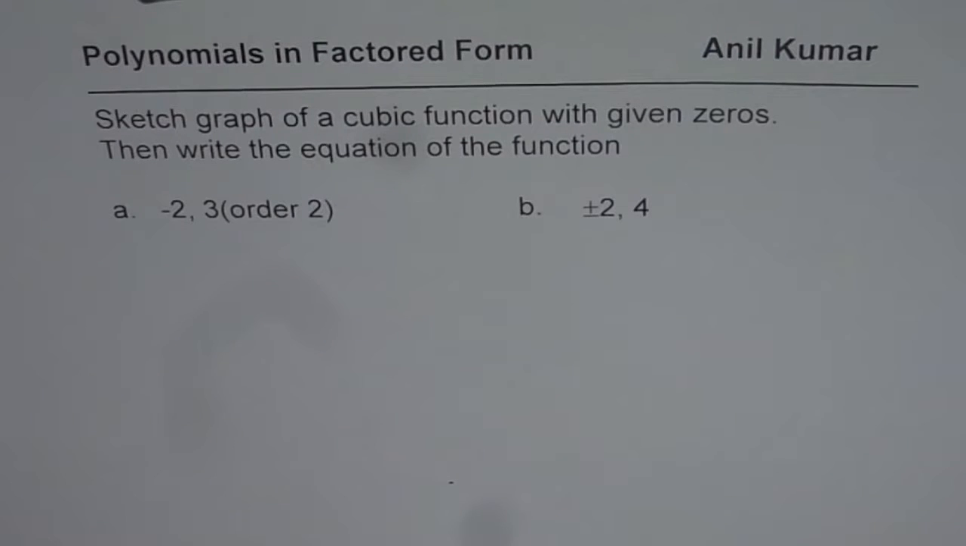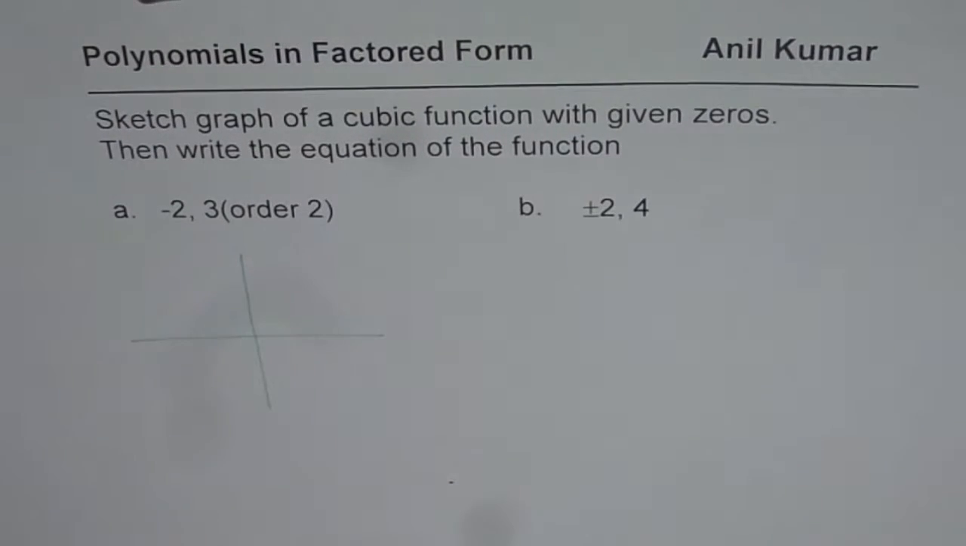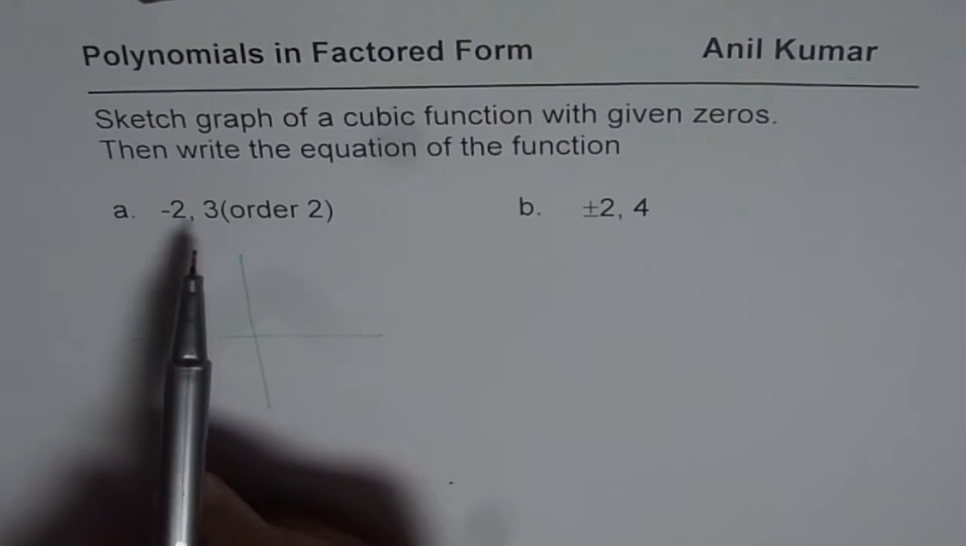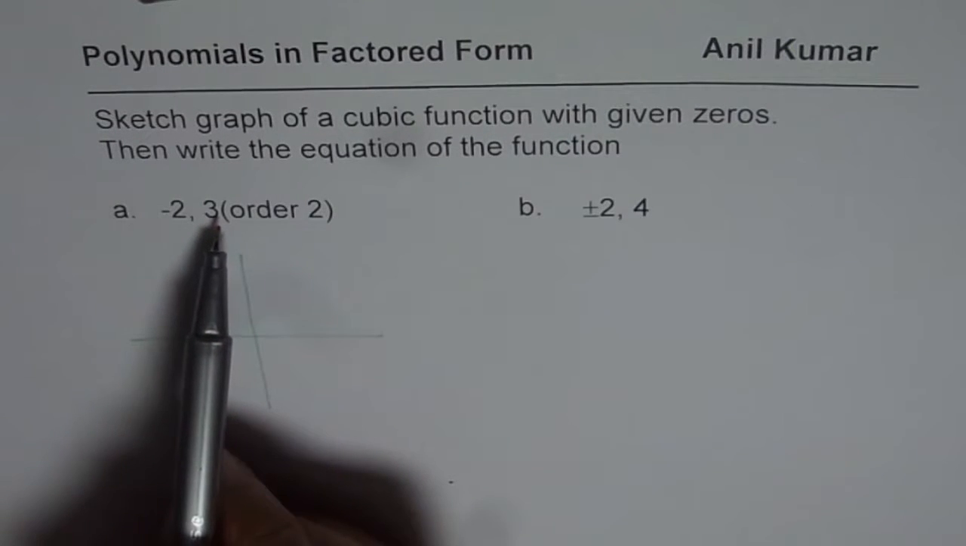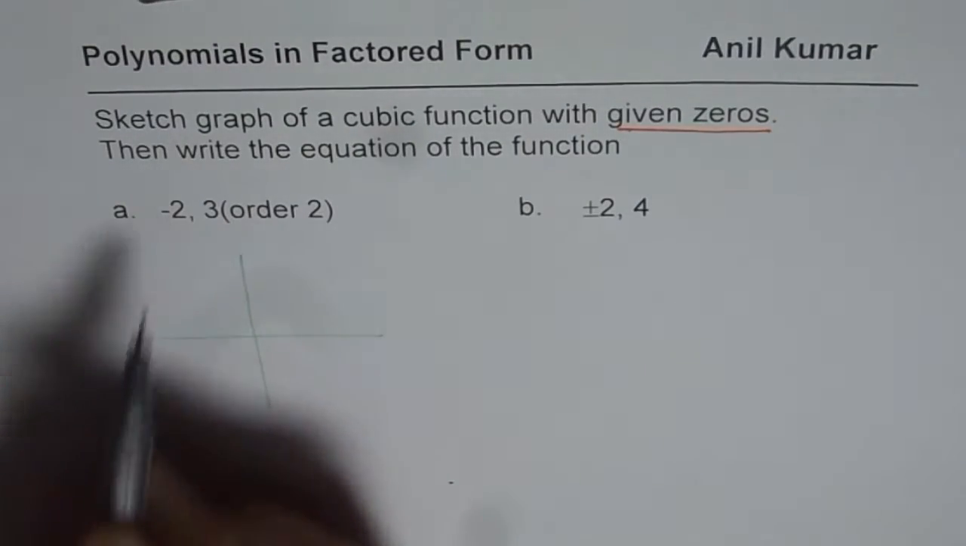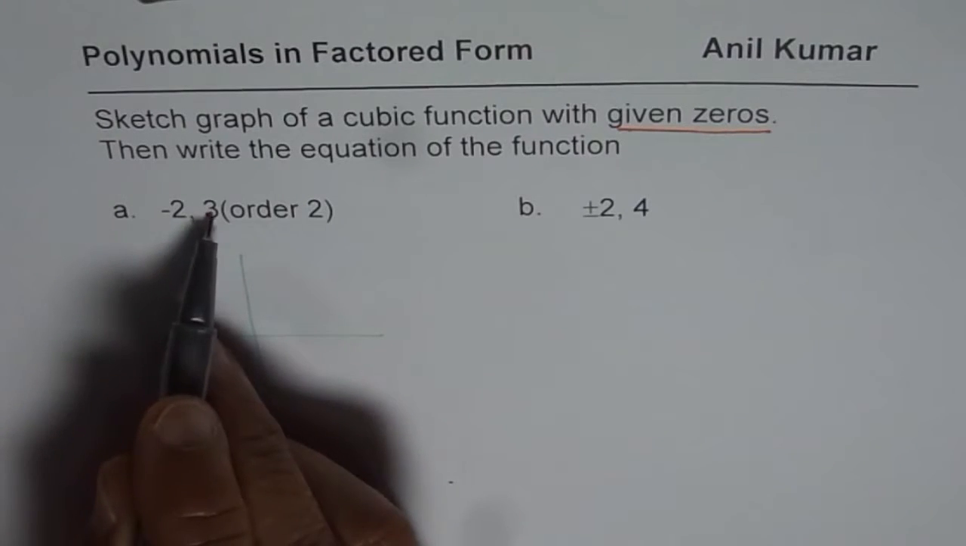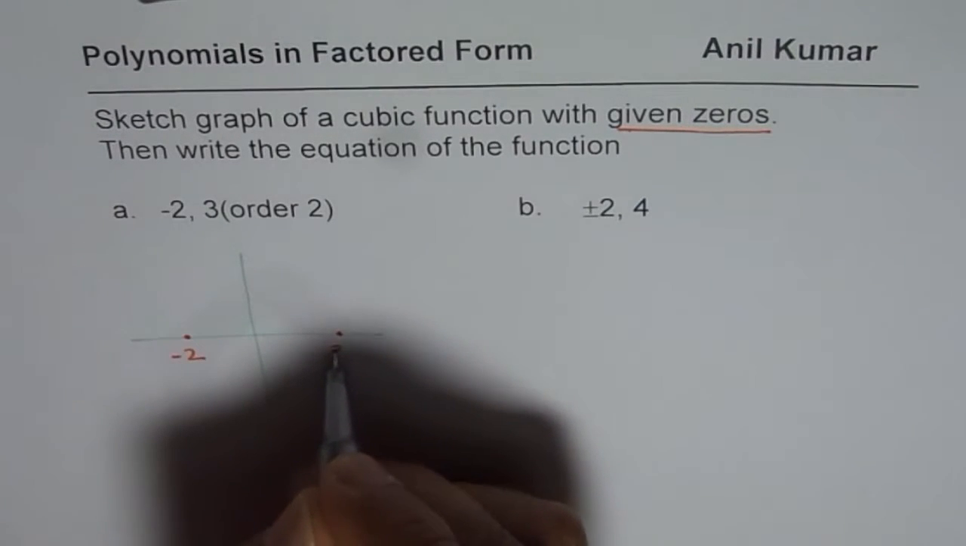Okay. So let's begin with the very first one, and we'll just sketch first. So we are given zeros. These are zeros for us. The first one is at -2. Let's say this is at -2. The other one is at 3. Let's say this is at 3.